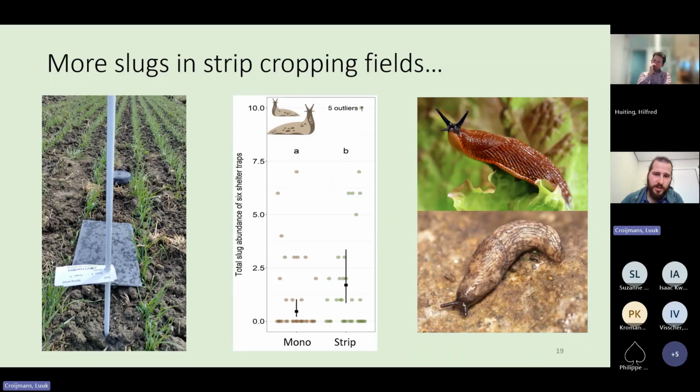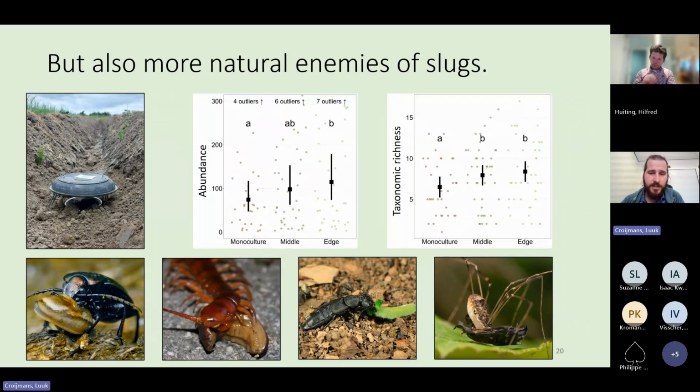We did also look at their natural enemies, and we did indeed find that they also increased in strip cropping, but the extent to which they increased was much lower than for the slugs. So they didn't manage to kill the slugs enough to get a reduction there as well. So a slightly negative response there.